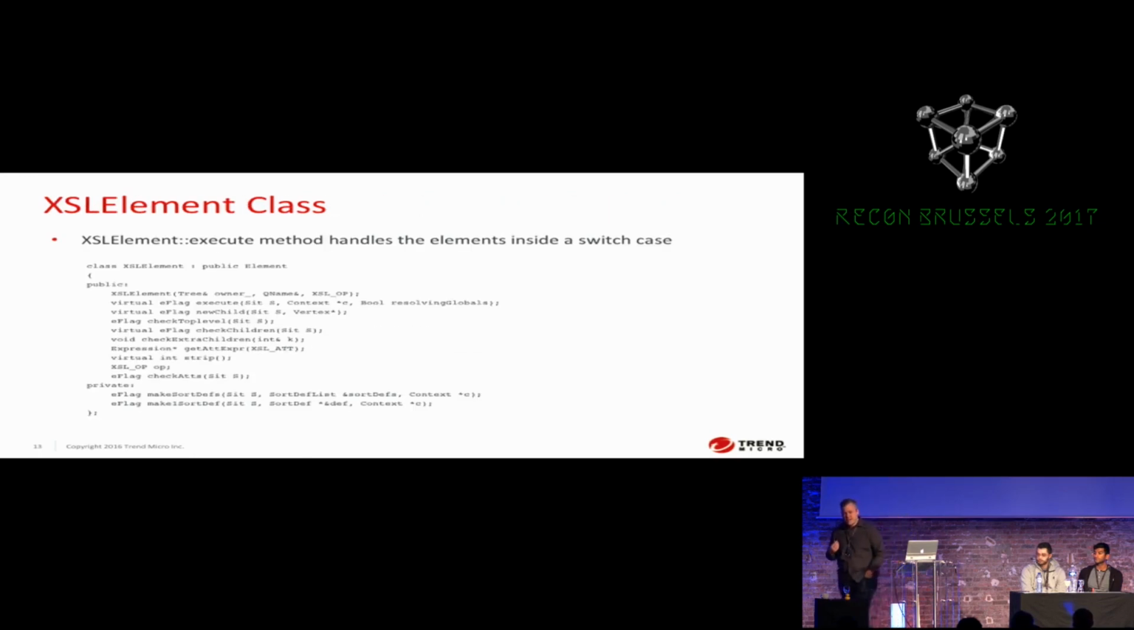Now, where is the processing for all of these different logic elements located? Well, there's a class in Sablotron called XSL element, and inside the execute method, there's a giant switch case that goes through and performs processing on the different logic elements. So if you're going to start looking for vulnerabilities as they relate to the processing of XSL logic elements, you want to start looking in the execute method. And we'll talk in Abdul's section about some vulnerabilities that existed in this code.